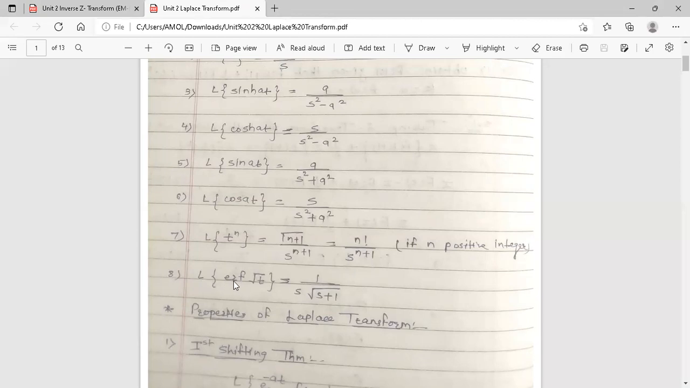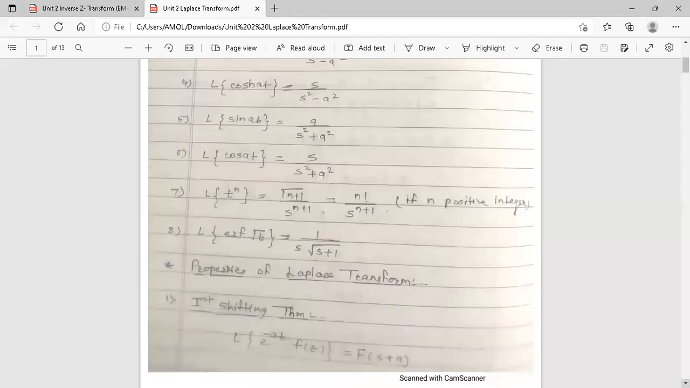Next is the Laplace transform of the error function of root t. The error function is a special function. The Laplace transform of erf(√t) is equal to 1 upon s into the square root of (s plus 1). Now next, properties of Laplace transform.